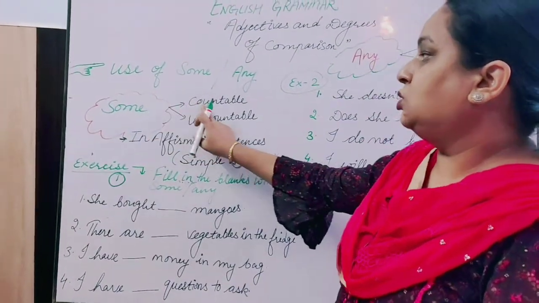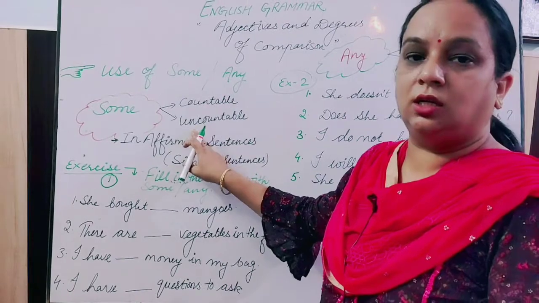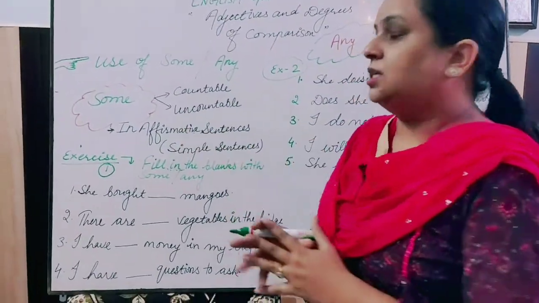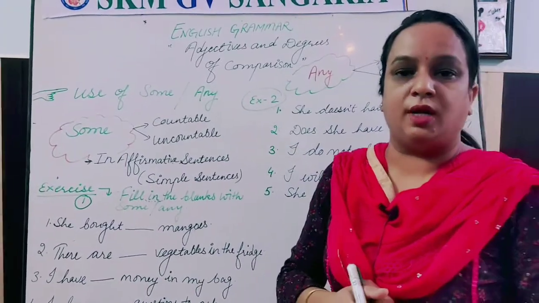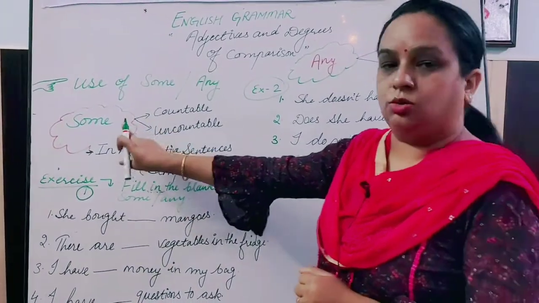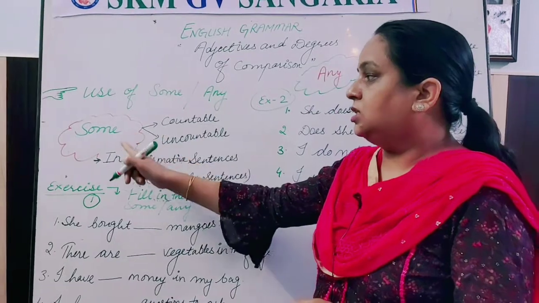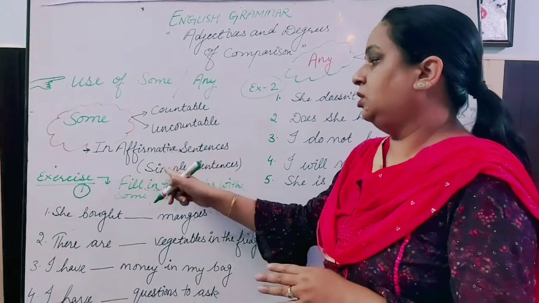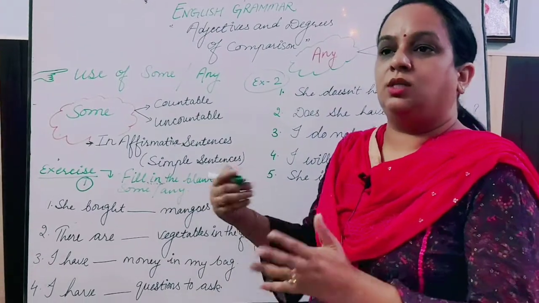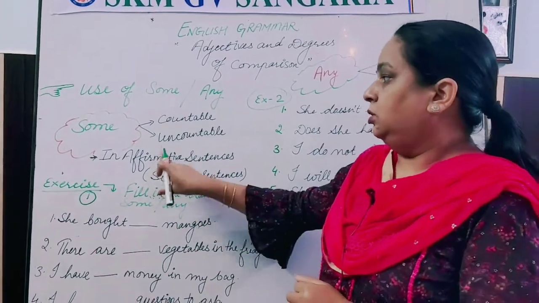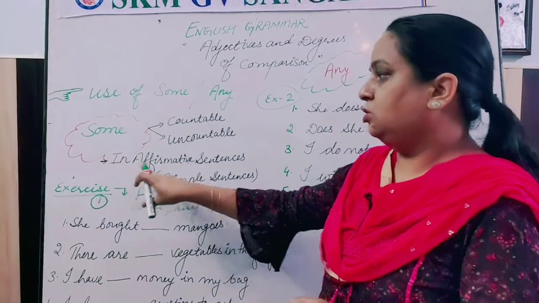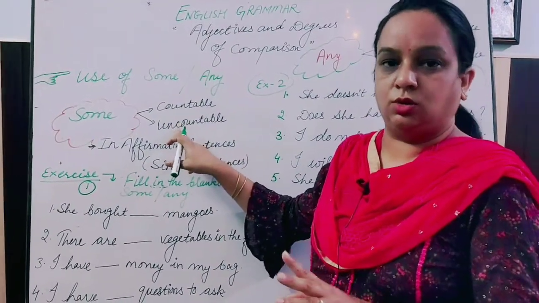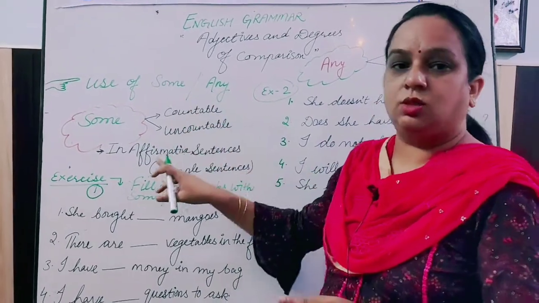Some is used with countable and uncountable, both the nouns. But where? This is used in affirmative sentences. So we can say some is used in affirmative sentences. Affirmative sentences are further known as simple sentences also, means the statements also. So some is used in affirmative sentences with countable and uncountable nouns. Clear? So that is the use of some.